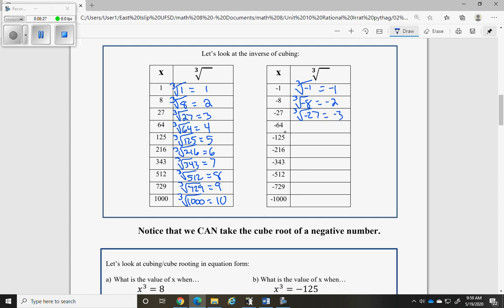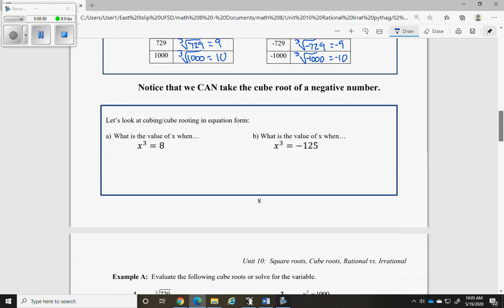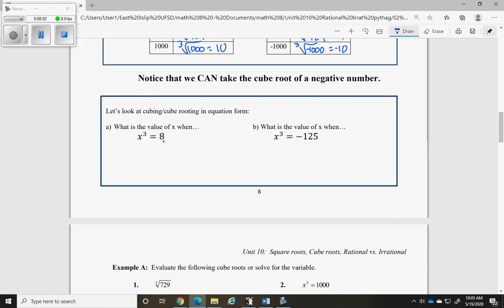And this whole list will contain negative answers. So just like what I've been saying, we notice now that we can take the cube root of a negative number. We couldn't take the square root of a negative number. So we can look at it in equation form.